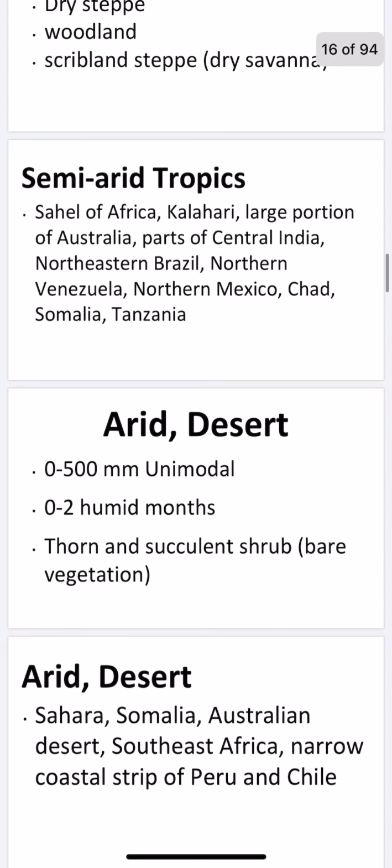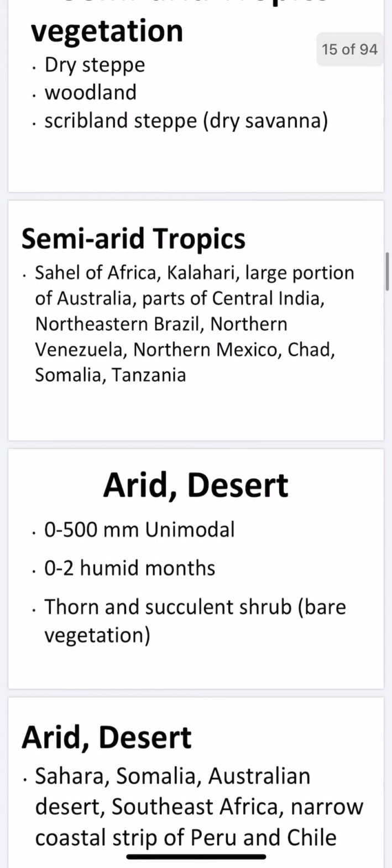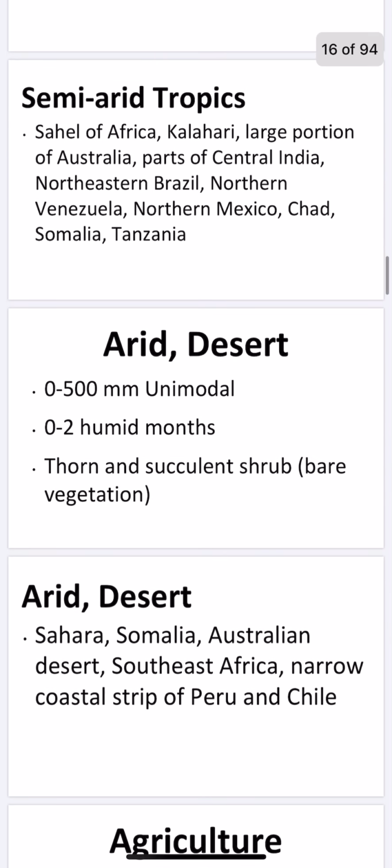So that's the only vegetation that you can see in a semi-arid tropics. And the semi-arid tropics countries include the Sahel of Africa, Kalahari, a large portion of Australia, parts of central India, northeastern Brazil, northern Venezuela, northern Mexico, Chad, Somalia, and Tanzania.